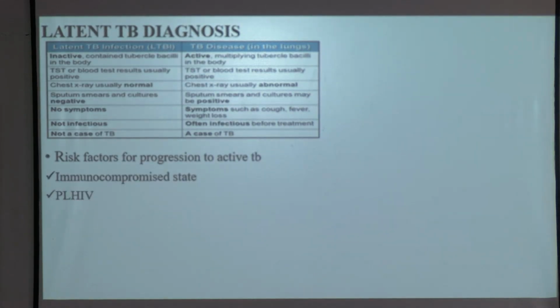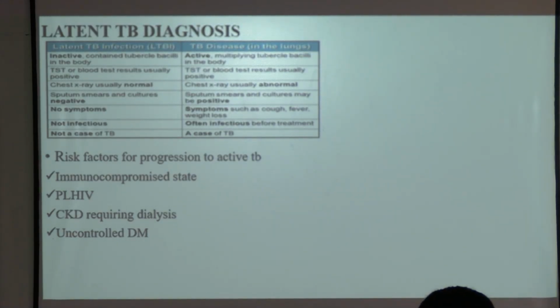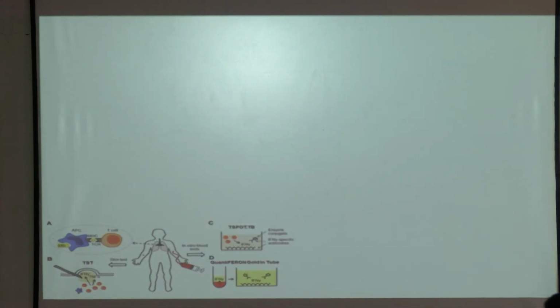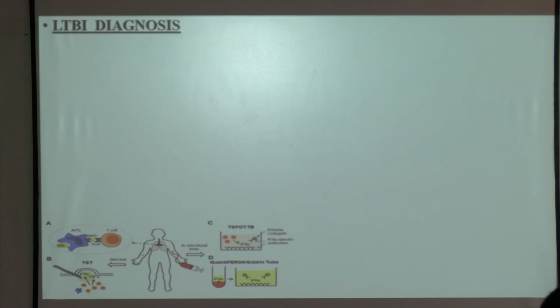But risk factors for progression to active TB are immunodeficiency disease or PLHIV, chronic kidney disease requiring dialysis, uncontrolled diabetes mellitus and other immunodeficiency disorders, and drug or alcohol abuse. So what are the methods of latent TB diagnosis? The most commonly used method, which everyone uses, is the Mantoux test.